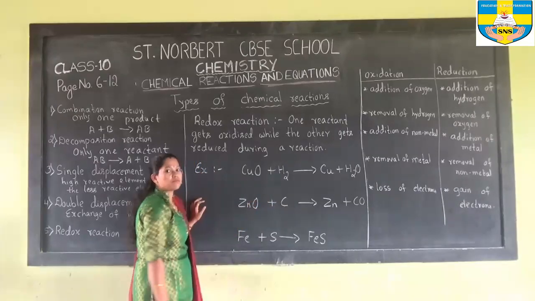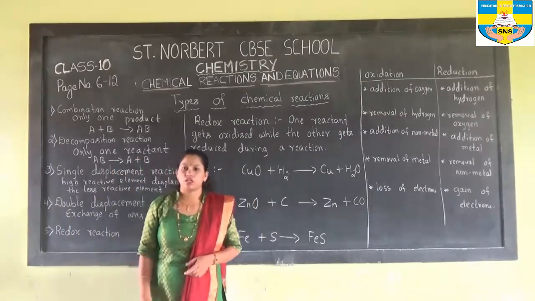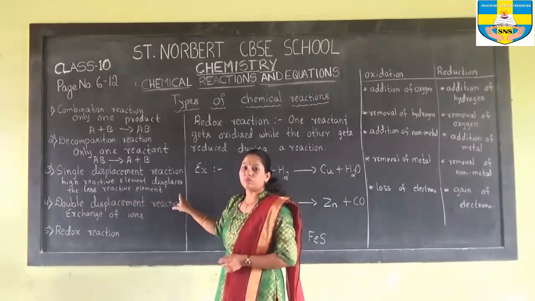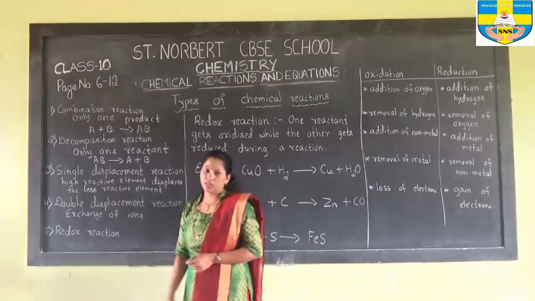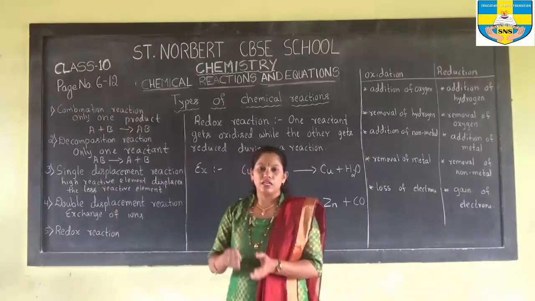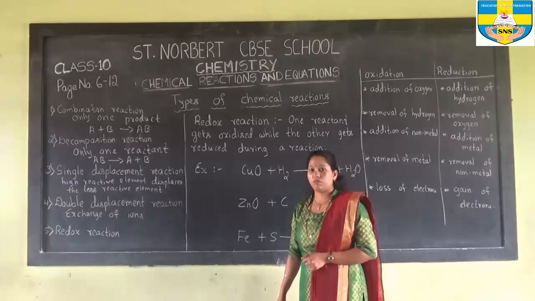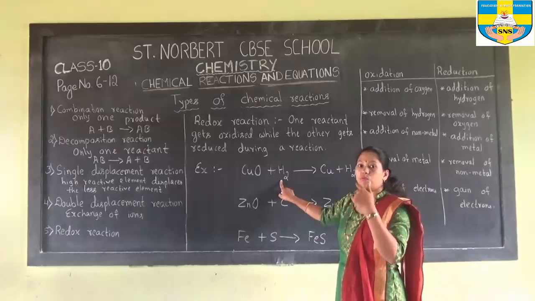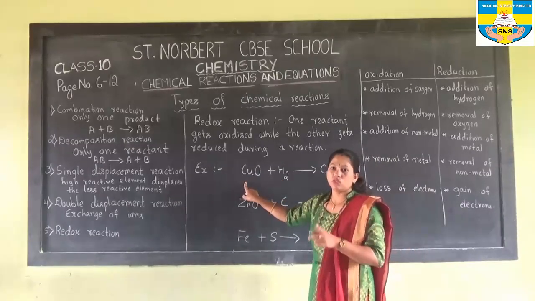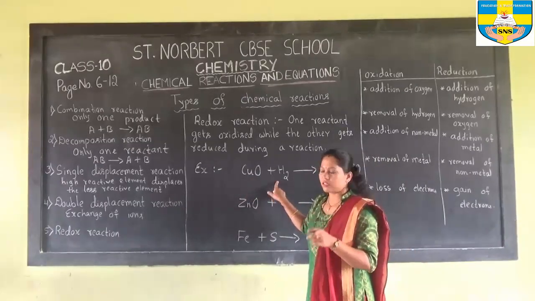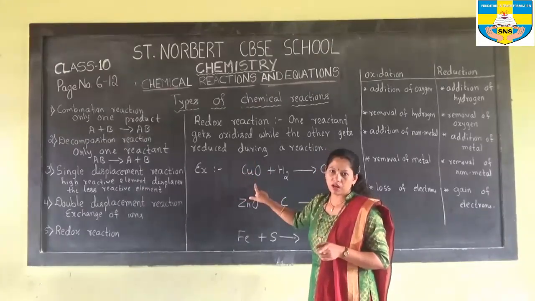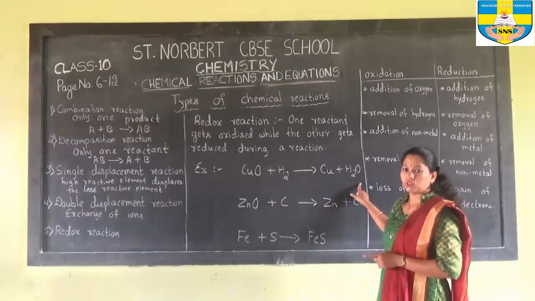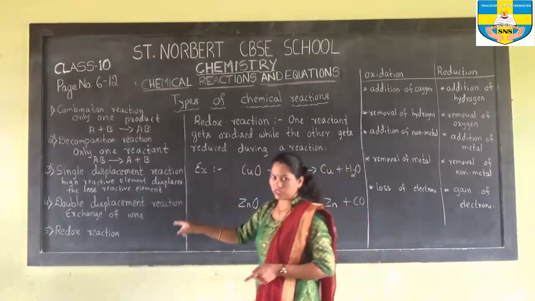This is also an example for single displacement reaction. What is the single displacement reaction? The highly reactive element displaces the less reactive element. According to the reactivity series of the metals, hydrogen is more reactive than copper. So, the hydrogen displaces the copper from copper oxide. So, we will get the compounds Cu plus H2O. So, this is one example for single displacement.